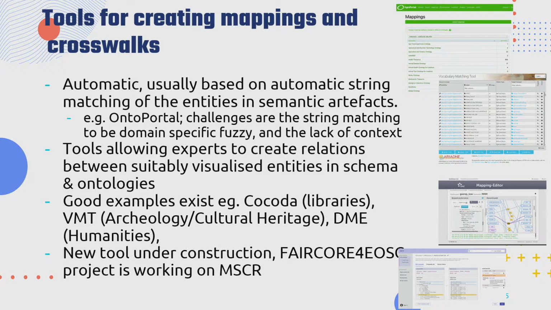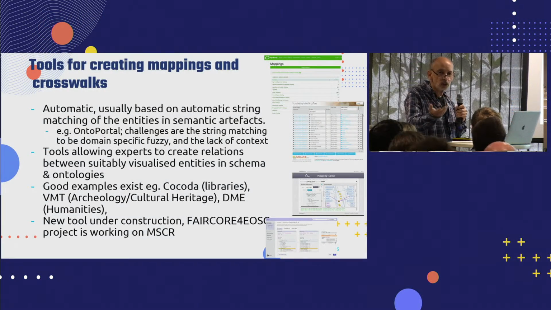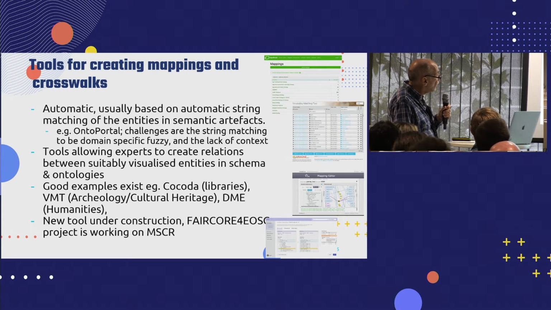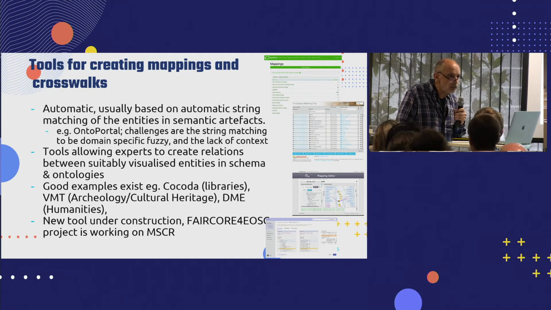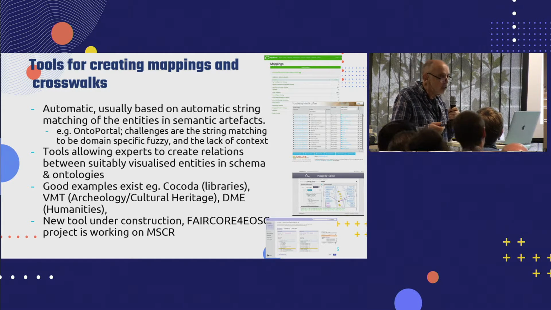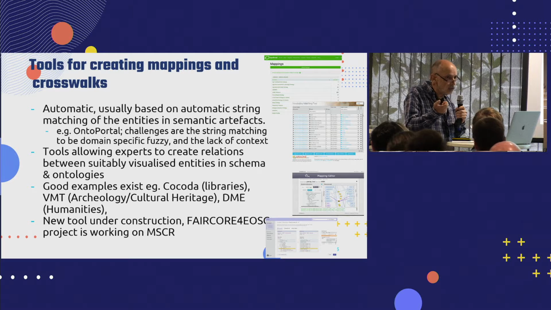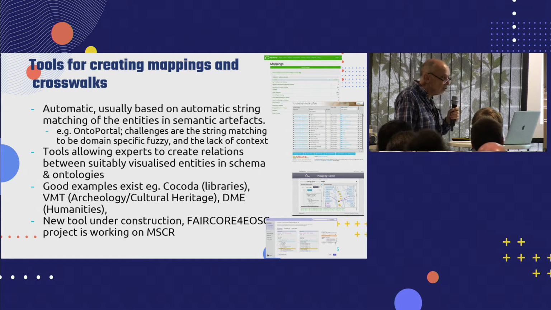I know some of them, for instance, OntoPortal, it was already mentioned. If you upload an ontology in OntoPortal, it makes some suggestions based on string comparisons for some new mappings. I think the way you compare those strings should be domain specific. I'm sure in the humanities, just comparing the string itself is not sufficient to get a good output there.